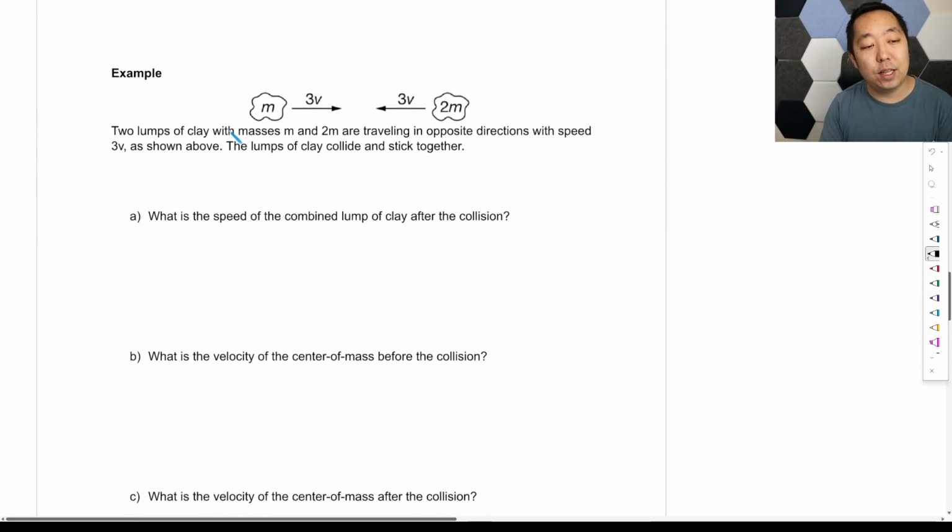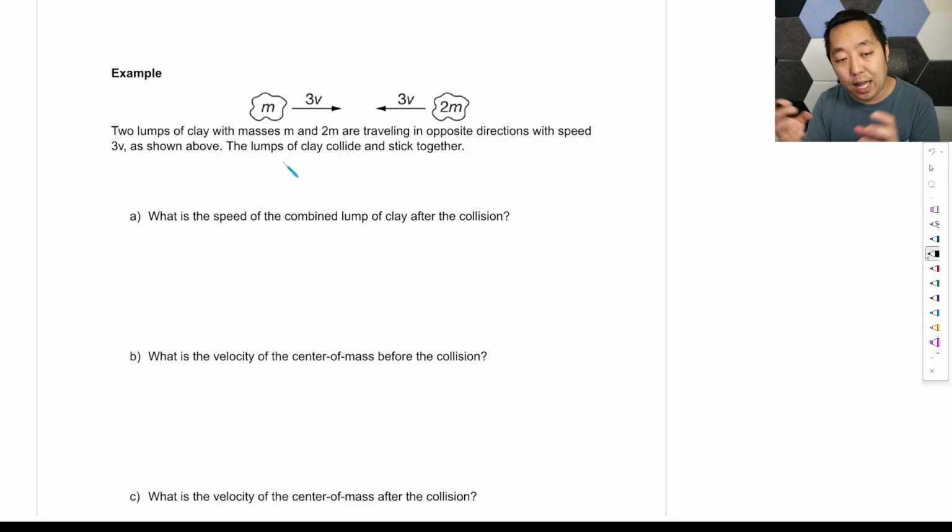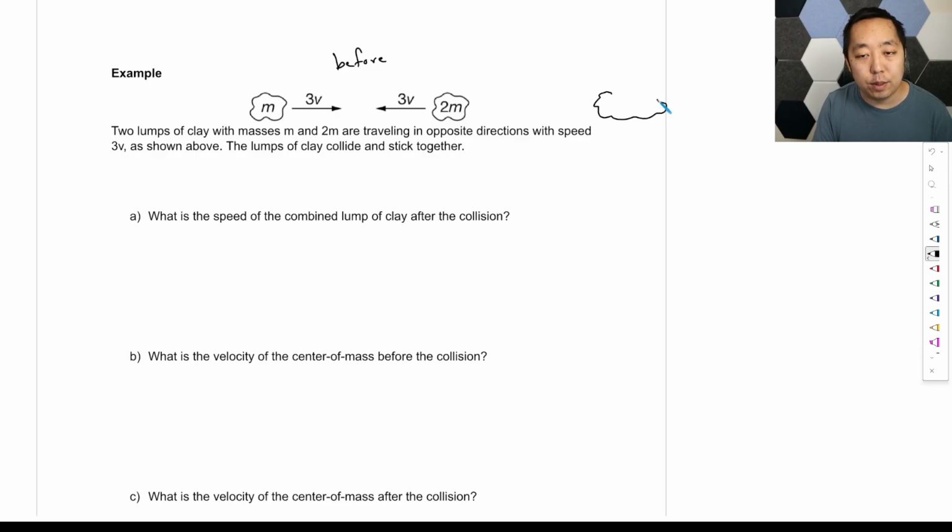So two lumps of clay with masses m and 2m are traveling in opposite directions with speed 3v as shown above. The lumps of clay collide and they stick together. So this is before they collide, and after they collide, they're going to be one giant mass, right? There's the m and the 2m. They're stuck together, and they're going to move with some unknown velocity v. We don't know what this is. What is the speed of the combined lump of clay after the collision?